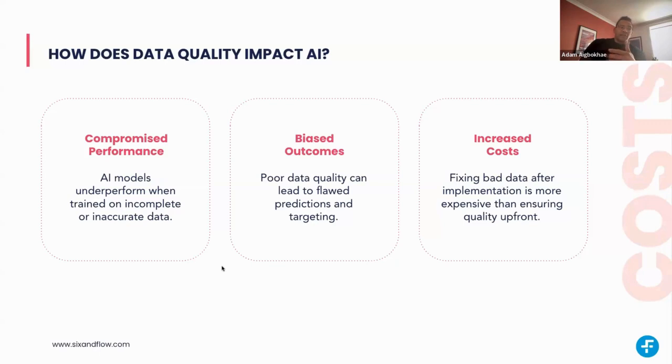So how does data quality actually impact AI? First thing, compromised performance. If you're putting bad data in, then whenever your AI is trained on bad data, it's going to give you bad outputs. It can also give you biased outcomes. So if you've got poor data quality or badly structured data, then it leads to, well, basically biased outcomes or just wrong outcomes as well.